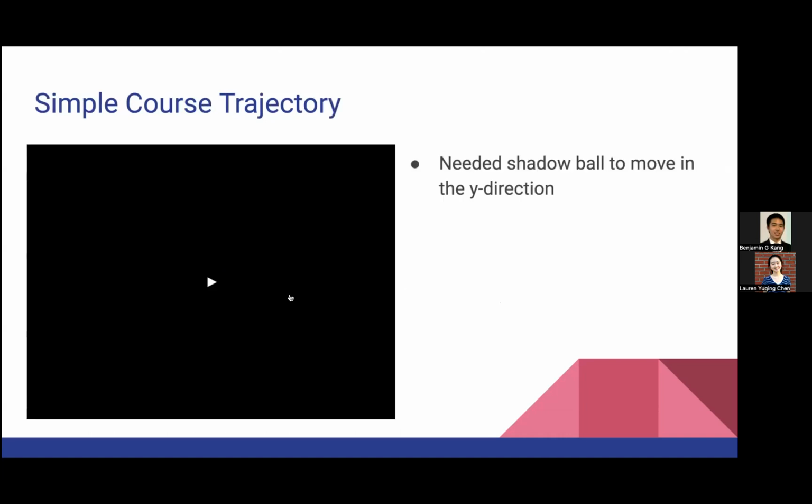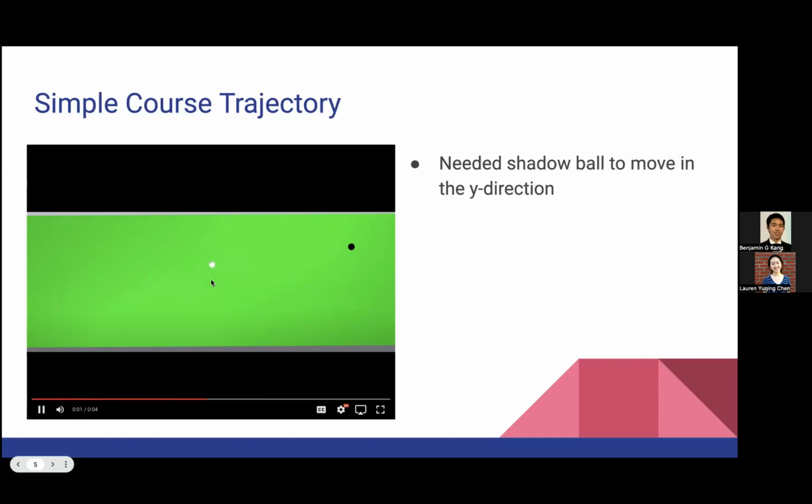Solving this mathematical program yields us the following trajectories. In our simple course, as you can see, the ball travels in a straight line to the goal. And one thing that surprised us was that we actually needed a shadow ball in order to help our ball move in the y direction.